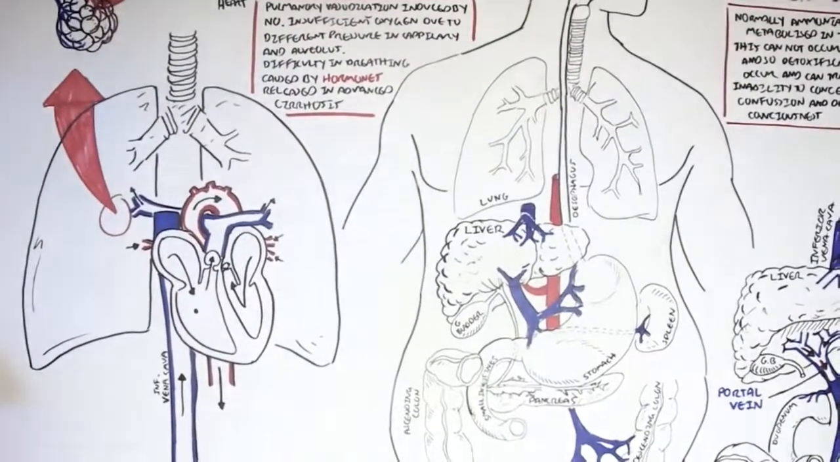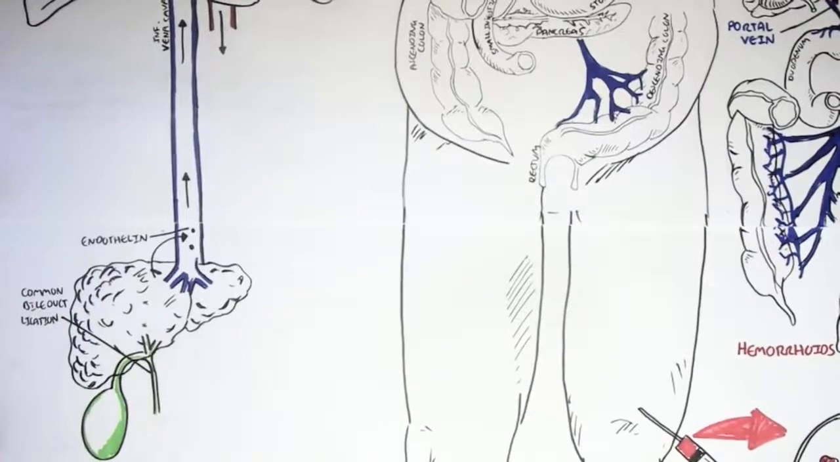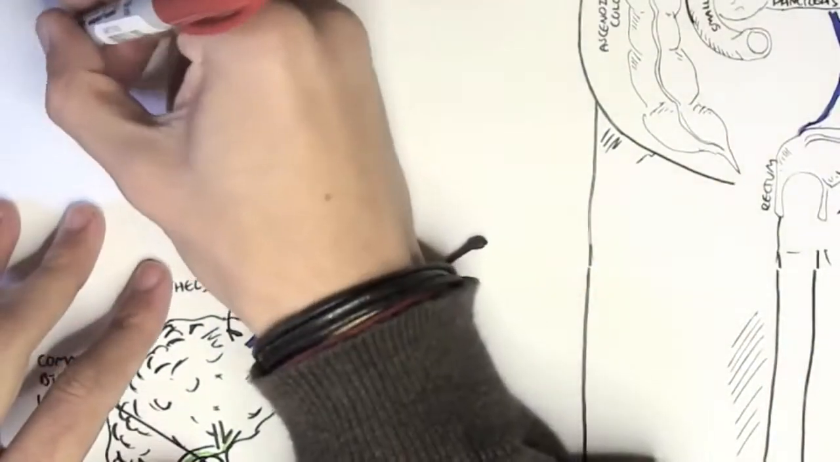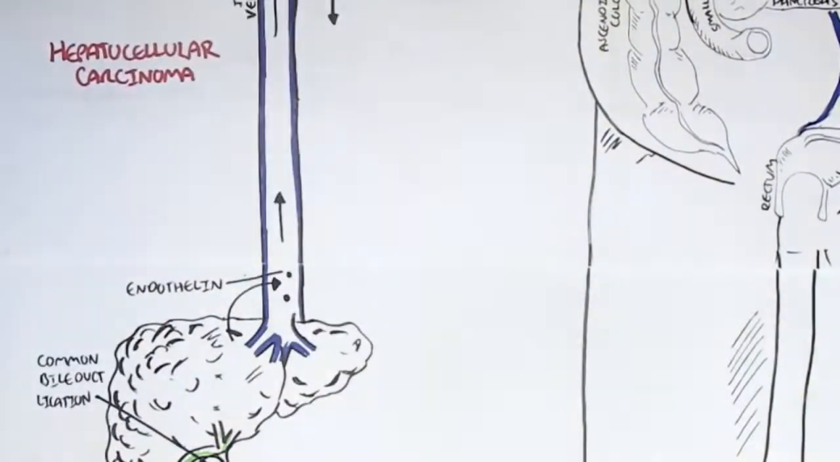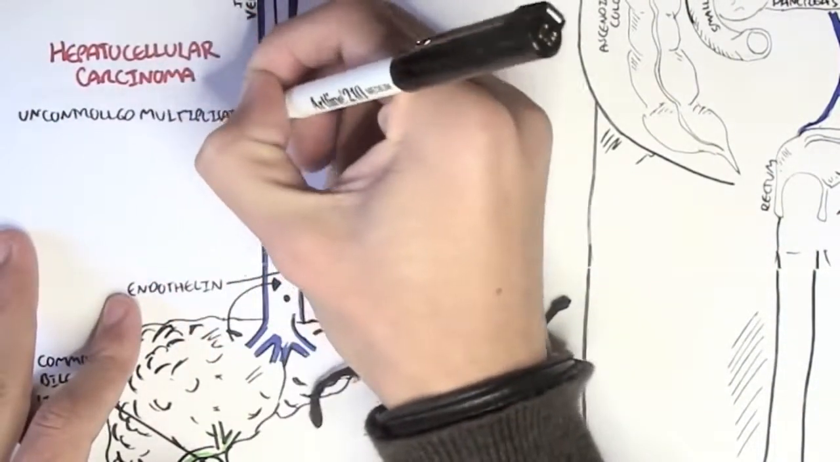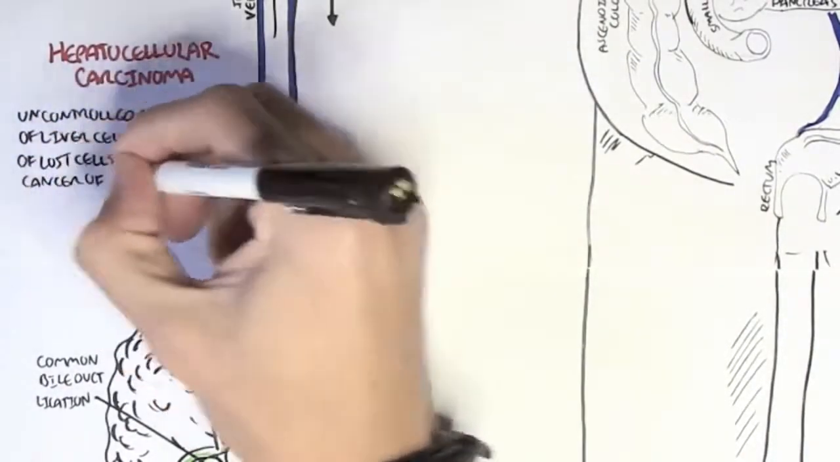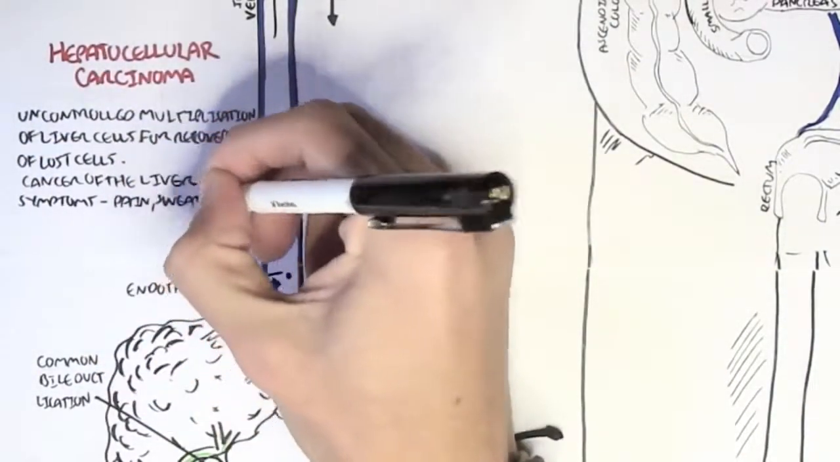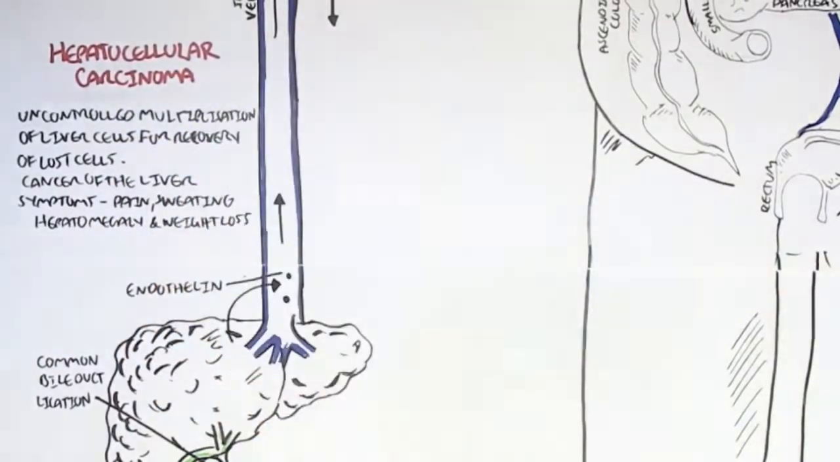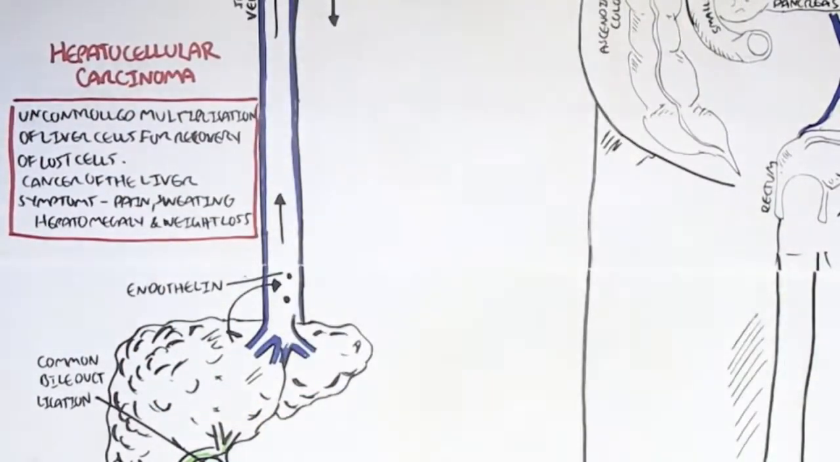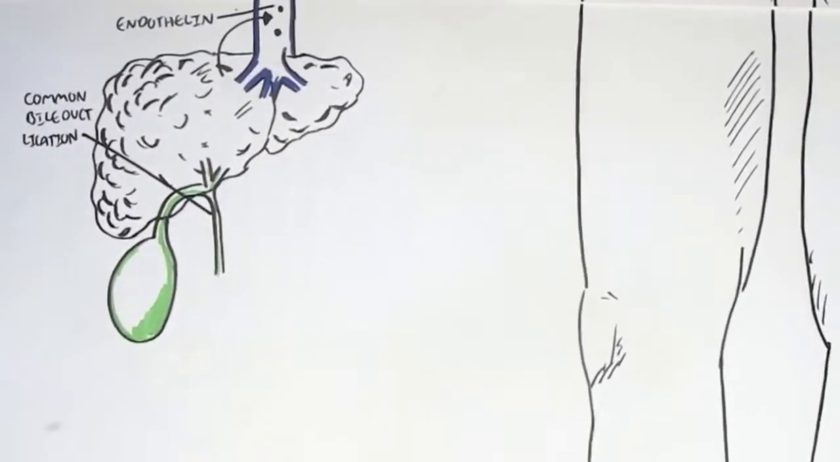Now let's focus more on liver damage due to liver cirrhosis. Hepatic carcinoma can occur because of uncontrolled multiplication of liver cells for recovery of lost cells. Hepatocellular carcinoma is cancer of the liver. Symptoms include pain, swelling, hepatomegaly, and weight loss. We would see a lot of cells dying in liver cirrhosis, and so there might be uncontrolled multiplication of liver cells as a homeostatic mechanism.